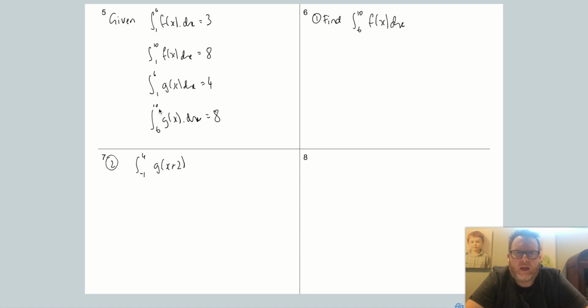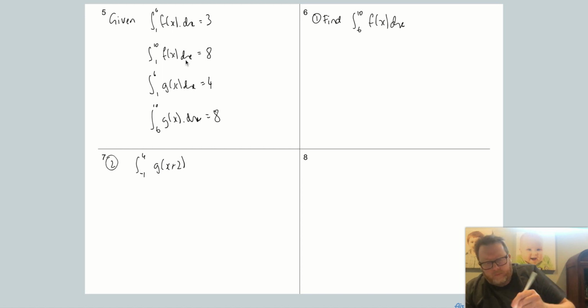So these are our facts, and we need to make sense of those or use those facts in order to solve problems. So let's have a look at slide 6 there. Question 1, just find the definite integral between 6 and 10 of f of x dx. Now, you'll note that looking at slide 5 there is no integral which goes from 6 to 10. The only two facts we've got is the one that goes from 1 to 6 and the one that goes from 1 to 10. And we're only interested in from 6 to 10.